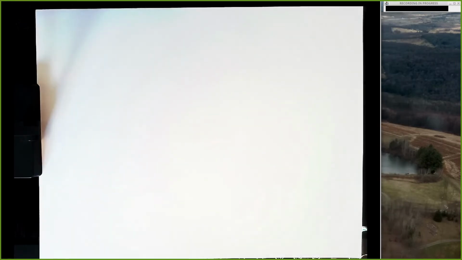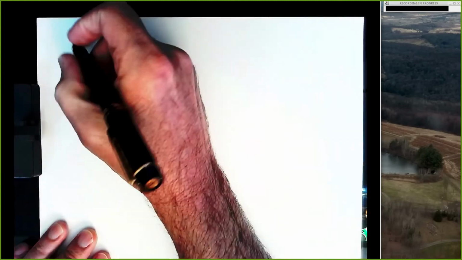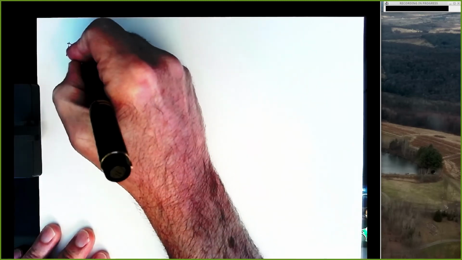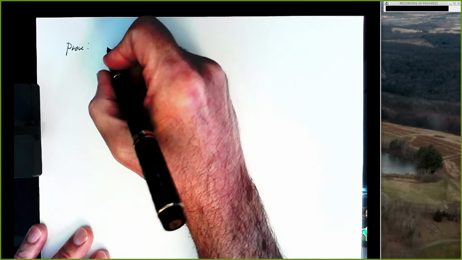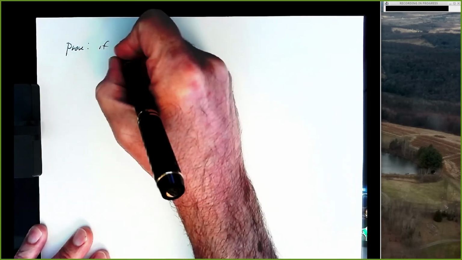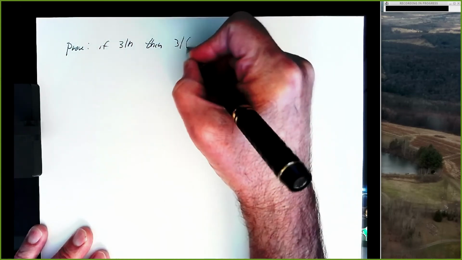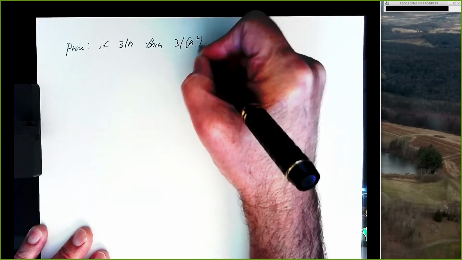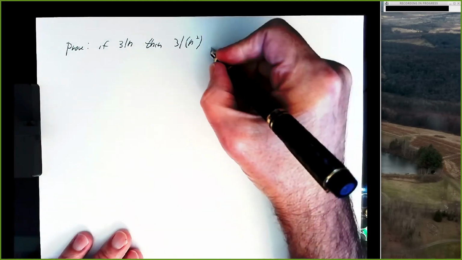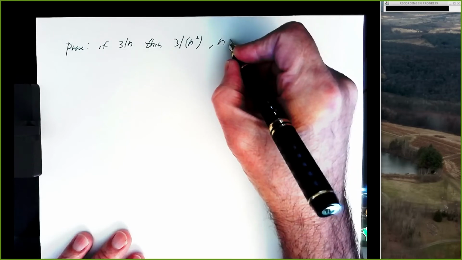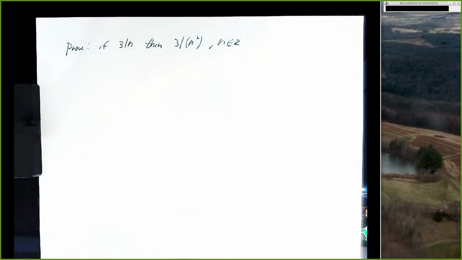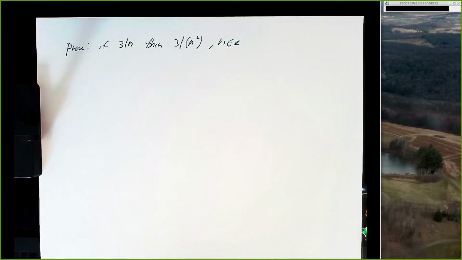Yeah, I think so. So let's look at a sample question like that. Proof. Let's do: if 3 divides n, then 3 divides n squared, where n is an integer. So prove that if n is divisible by 3, then n squared is also divisible by 3.